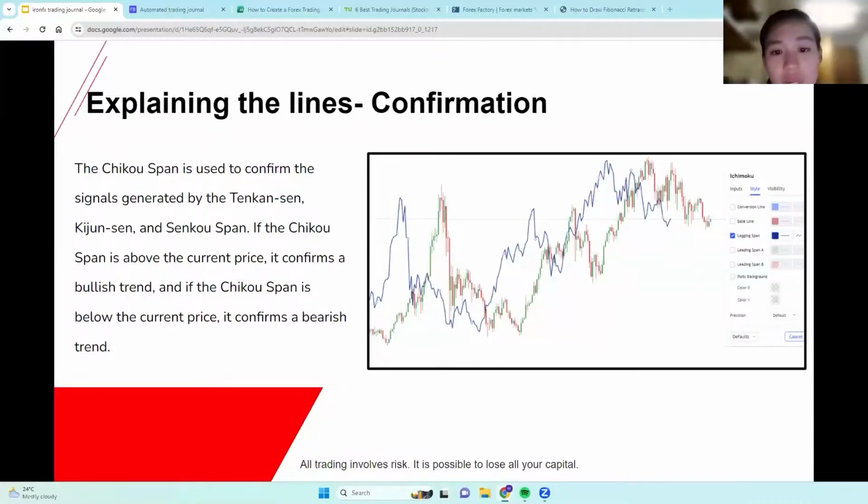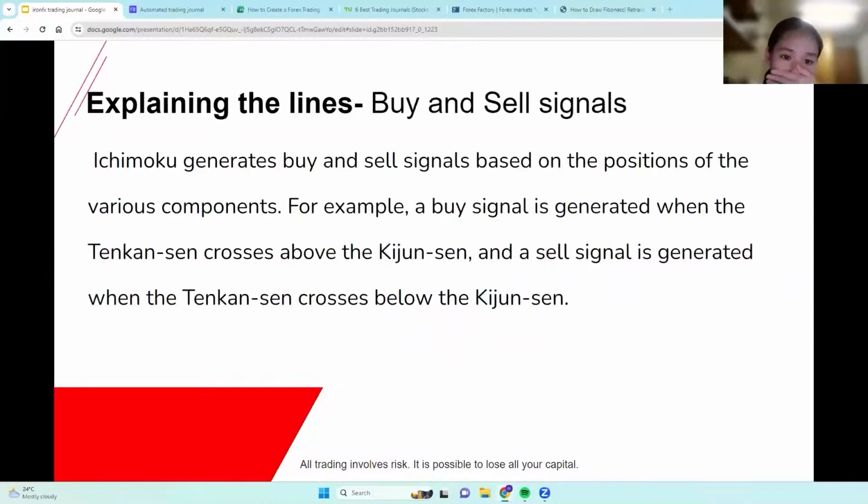Okay, now the third way to use Ichimoku is for confirmation. So the Chikou span is used to confirm the signals that are generated by the other lines. And if the Chikou span is above the current price, it confirms a bullish trend. If the Chikou span is below, then it confirms a bearish trend. Okay?